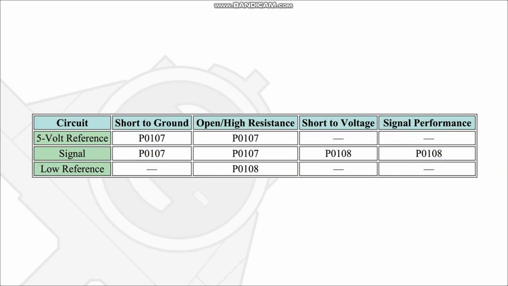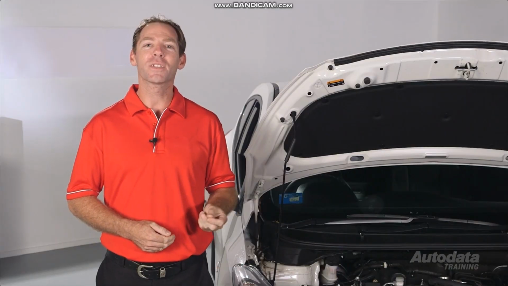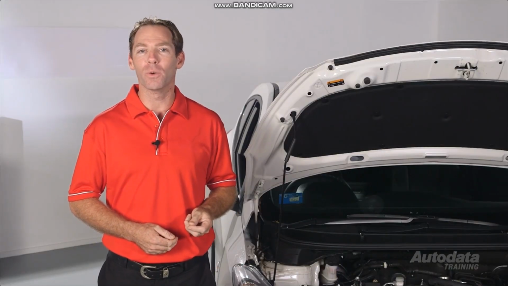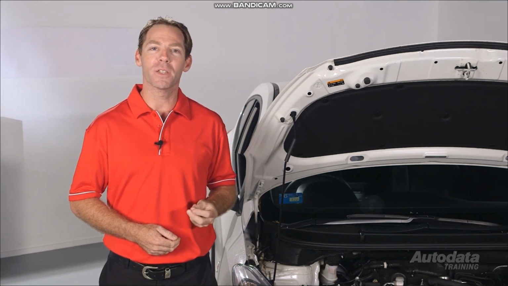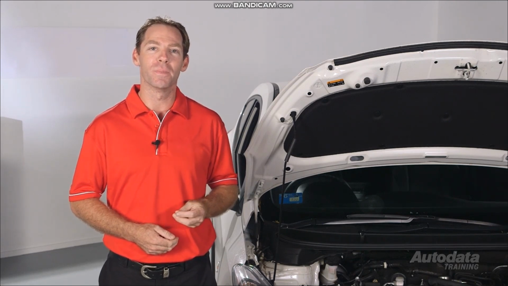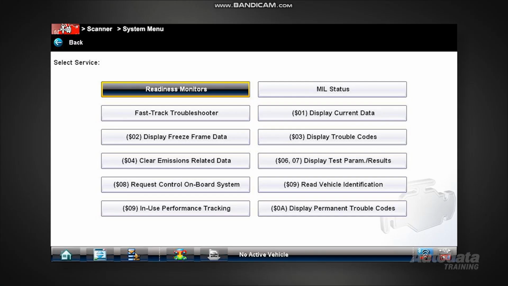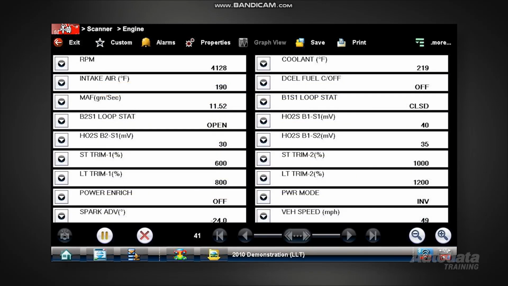The fault table indicates that a P0107 could be caused by a short to ground or open circuit in the signal, or short to ground, open circuit or high resistance on the 5-volt reference circuit. Okay, let's start our diagnosis of P0107 MAP sensor signal voltage low. When diagnosing any DTC, it is a good idea to check the freeze frame data to see under what conditions the fault occurred.